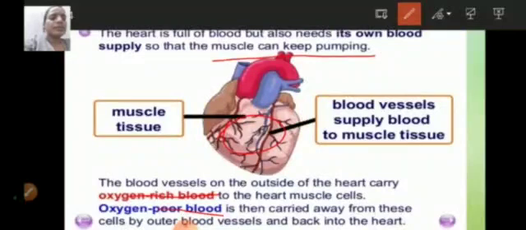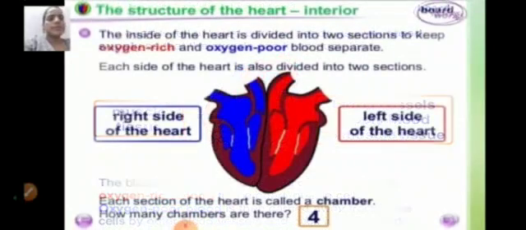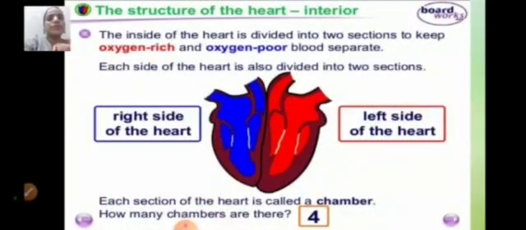These blood vessels that are present here on the outside are known as coronary arteries. The work of the coronary artery is to bring oxygenated blood to the heart muscles so that the heart muscles can keep on pumping blood throughout the body.